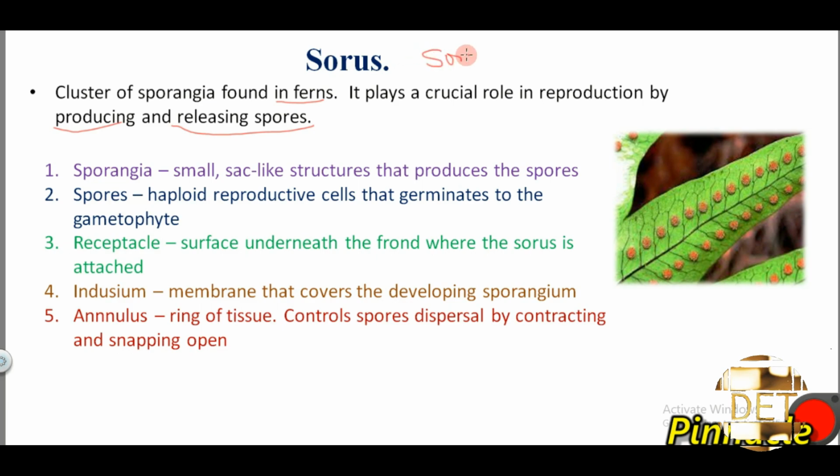Plural form is what? Sori. So sporangia, spores, receptacle, indusium, and annulus, they are the various structures that make up this what? Sorus. So first of all, let's look at the sporangia.